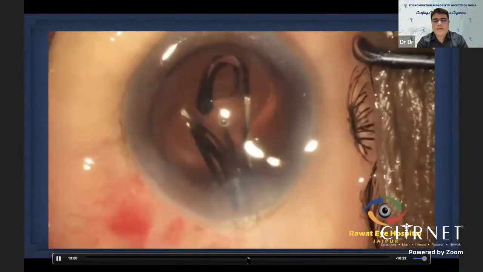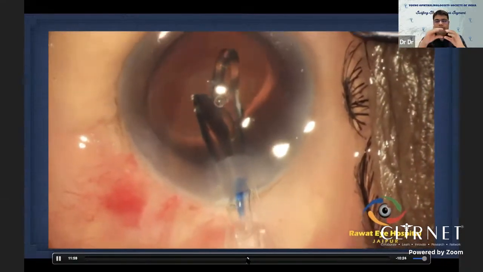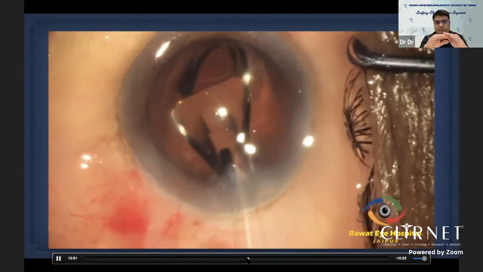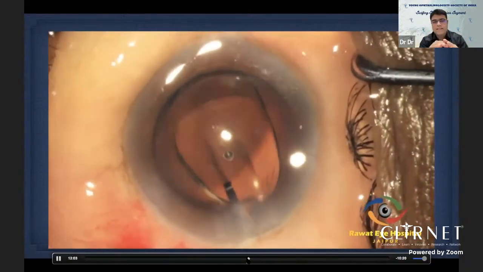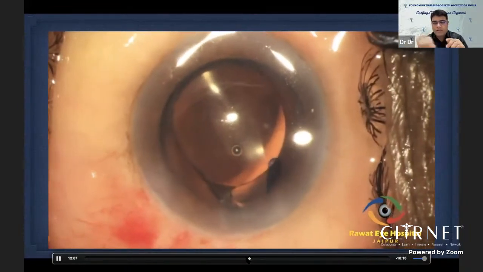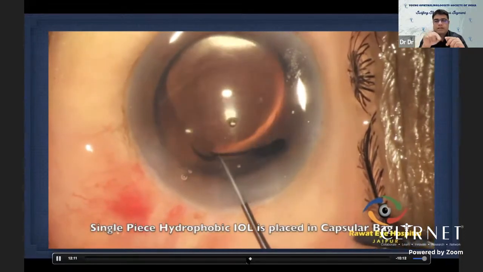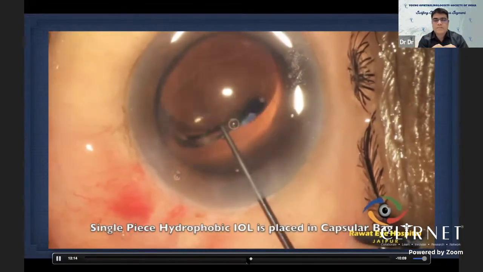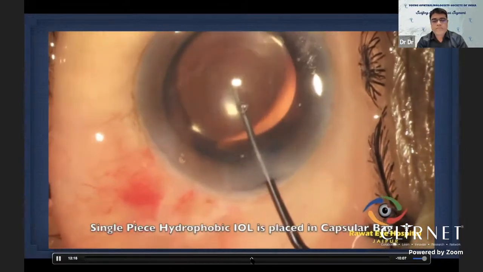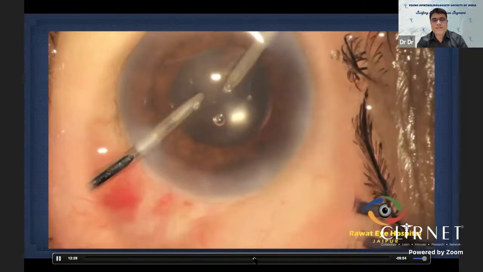This is a preloaded IOL. Be careful that your leading haptic and both the leaves are inflated. The leading haptic goes nicely into the capsular bag. You don't try to dial the lens, you just bend it from the haptic and push it through the anterior capsule margin. And this finishes the case.